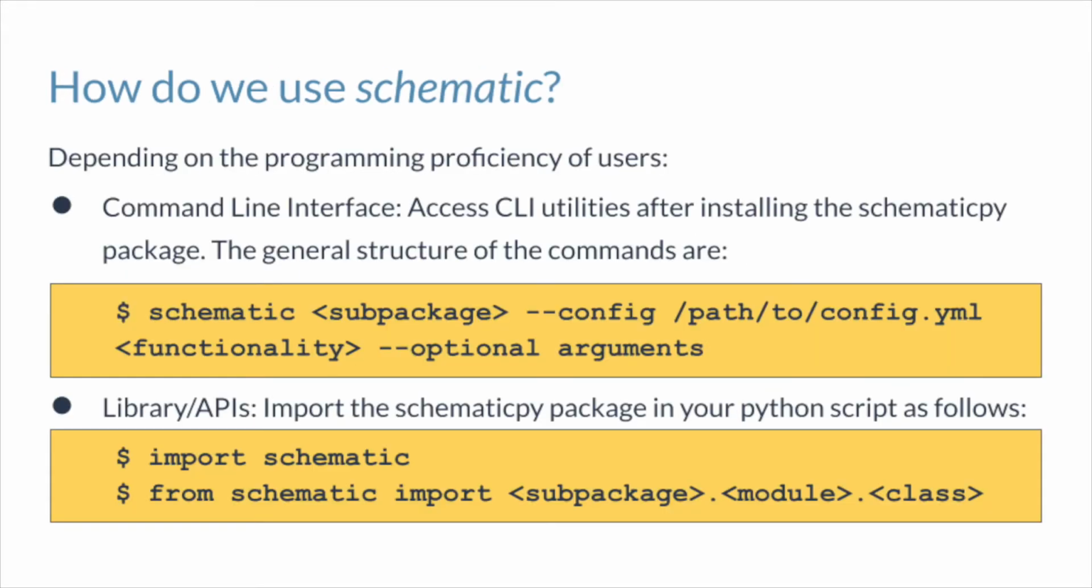Depending on the level of proficiency of users, Schematic provides a couple of ways in which users can leverage its functionalities. Biologists with some exposure to using the command line can use Schematic's command line interface or CLI to interact with the tool, while other, more seasoned programmers can use it as a Python library. For the purposes of this talk, we'll take a quick look at a few screenshots of what the results look like when we execute some of these CLI utilities.